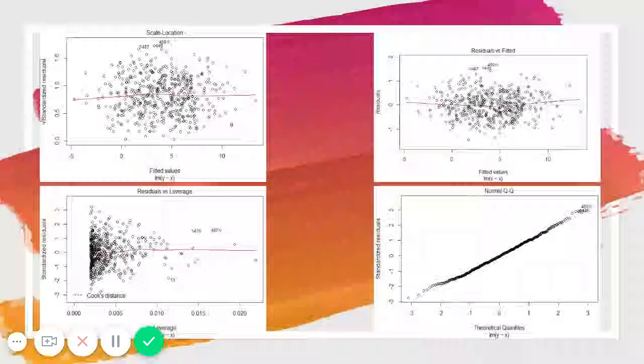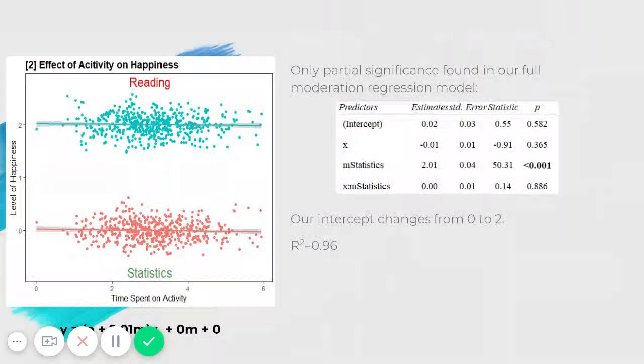Alright, and a quick look at the diagnostics. Everything looks to be a normal distribution of residuals, no clear leverage. The expected residuals are around 0, so everything makes sense for diagnostic purposes.